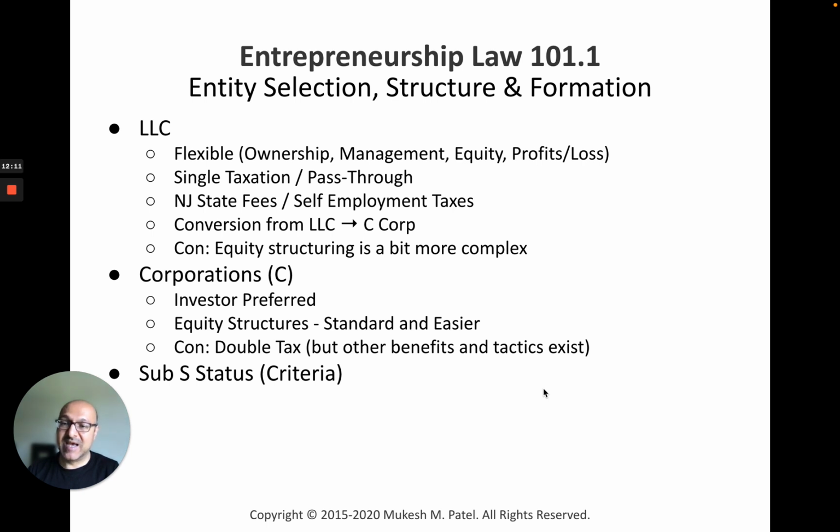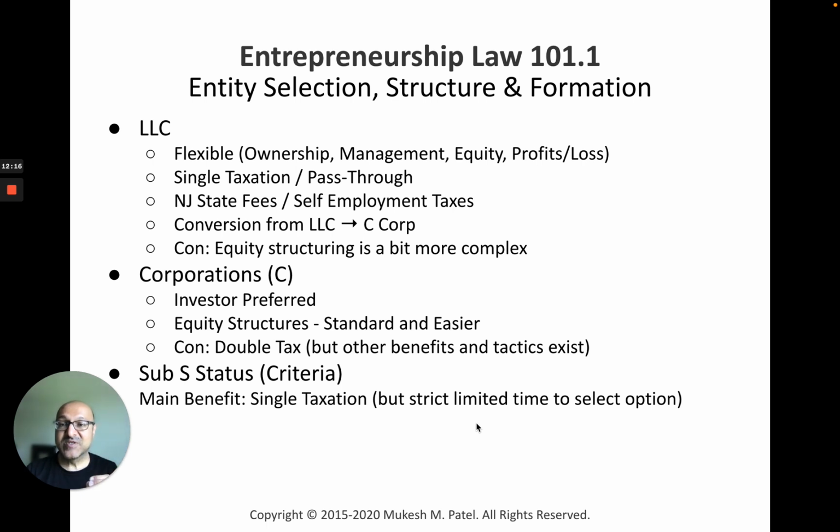So there is this option called sub-S status. The benefit is that it allows a corporation that has elected sub-S status to get the benefit of single taxation. There is a strict limited time in which to select this option. Typically, it's within 75 days of incorporating. You have to file a special form for Subchapter S election. There may be exceptions to that timing, but if you miss the deadline, then you may not have the option and you'll have to remain a C corporation.